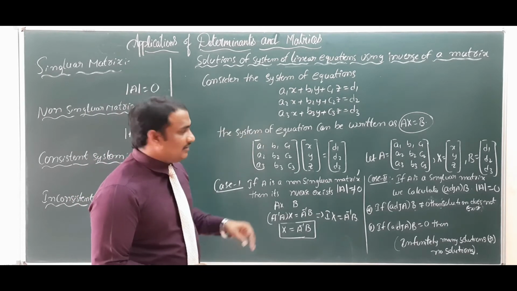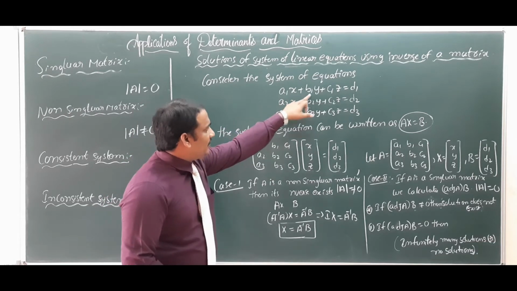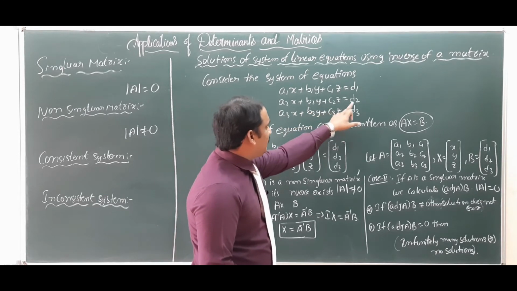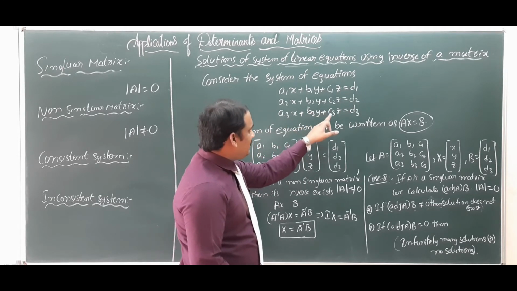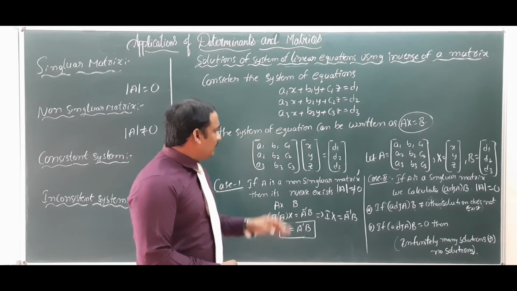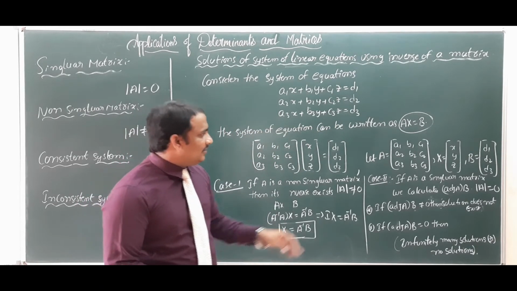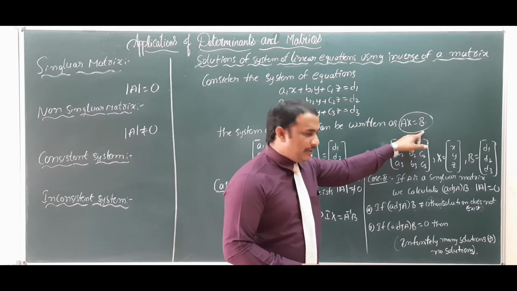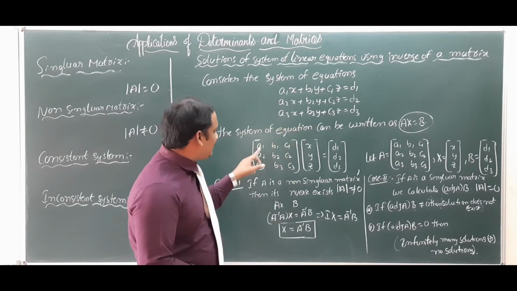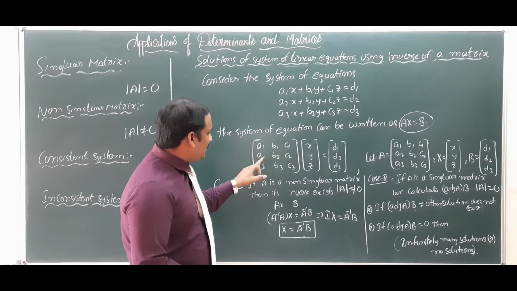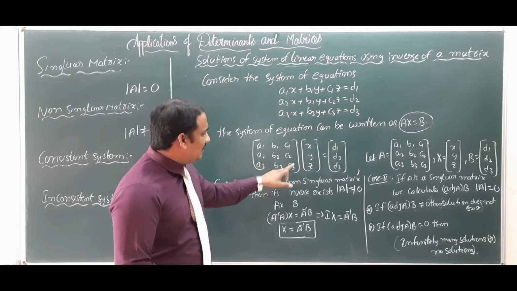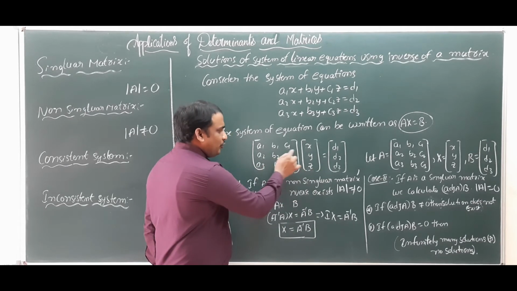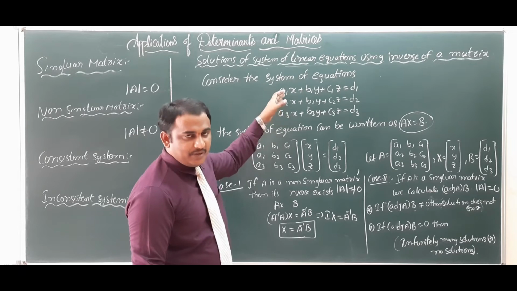Consider the system of equations. Here three equations: a1x plus b1y plus c1z equal to d1, a2x plus b2y plus c2z equal to d2, a3x plus b3y plus c3z equal to d3. Now, the system of equations can be written as AX equal to B. This is the coefficient matrix method. Here the matrix A is a1, b1, c1, a2, b2, c2, a3, b3, c3, and X is x, y, z, equal to d1, d2, d3. If you multiply the two matrices, you will get the same system of equations.